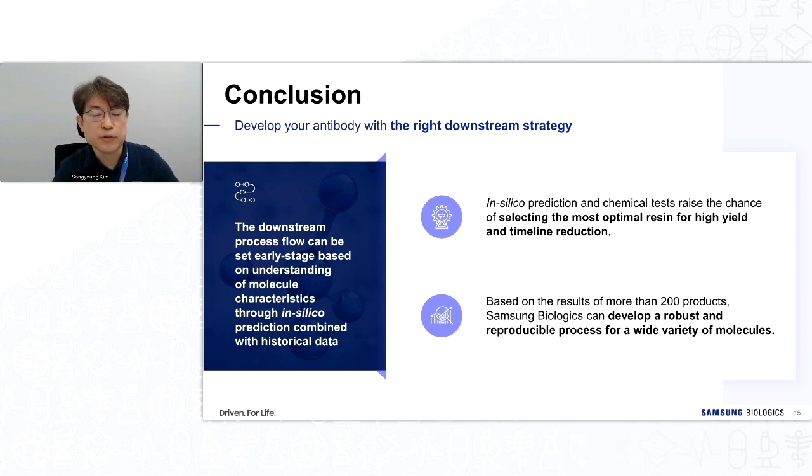The downstream process flow can be set early stage based on our understanding of molecule characteristics through in silico analysis combined with historical data. By thoroughly understanding the accurate picture which these tools paint for us, we can find the most optimal resin quickly with high yield, reducing time taken. Samsung Biologics has accumulated extensive experience and data to support all these features and demonstrate to be capable of developing a robust and reproducible process for different types of molecules.